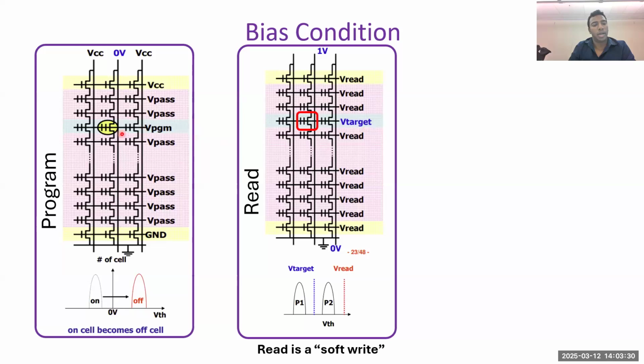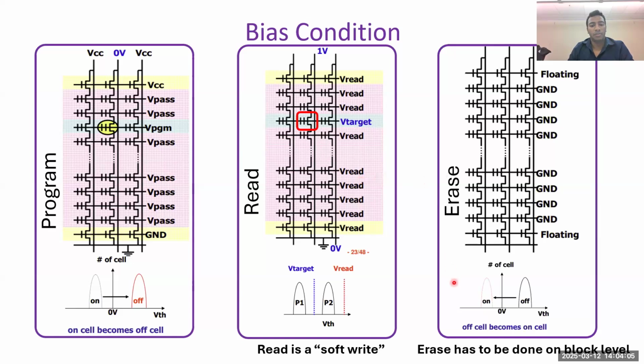You can see from these two biasing conditions, program and read, that they're very similar. And that's why we call read operation a soft write. The difference is that for read, you apply smaller voltages, and for program, you apply very high voltages. But since the biasing conditions are similar, every time you read, you disturb the cell. So there is a limitation on how many times you can read the cell before you have to refresh the data again.